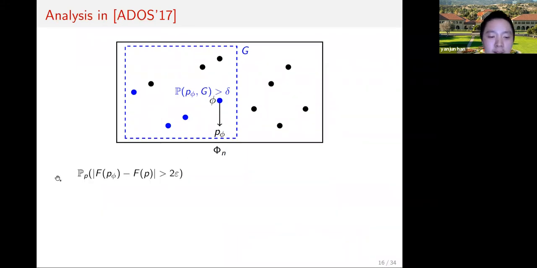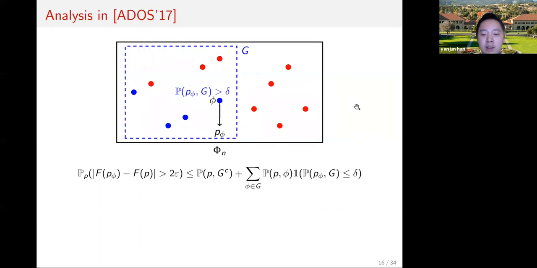The idea is very simple. We just enumerate all possible profiles and count the total probability of such bad profiles, or just the black dots in the figure. The black dots could belong to one of the following categories. First, it could be outside G, which occurs with total probability at most the probability of G complement under the true distribution P. The other ones are the black dots inside G, which is essentially the sum of the probability of all such profiles phi, conditioning on the fact that the probability of G under P_phi is at most delta. And now we only need to upper bound each probability here.